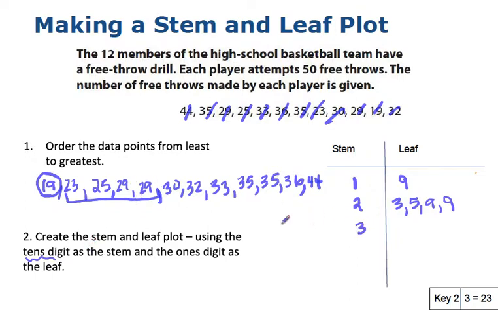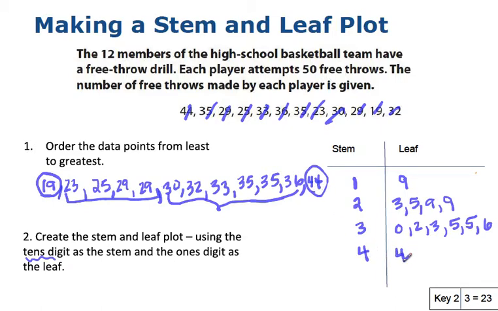Next would be my 30s, and I have quite a few 30s. Again, having them in order helps me write my leaves very easily. Make sure if you have 2 of the same, you put them both down. And then finally, I have 140. So we have 44.